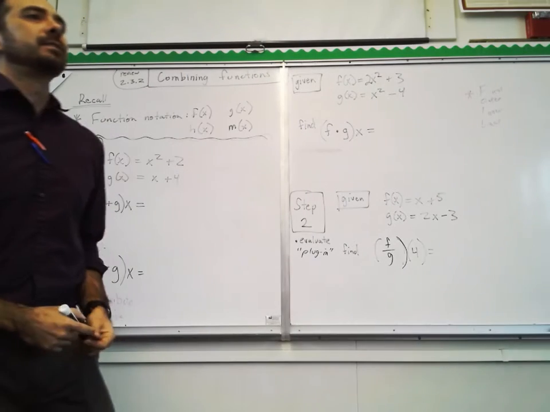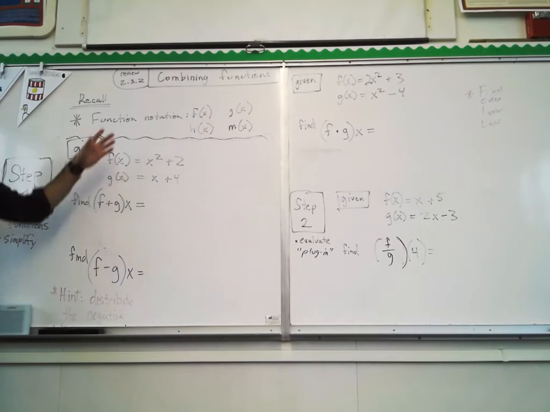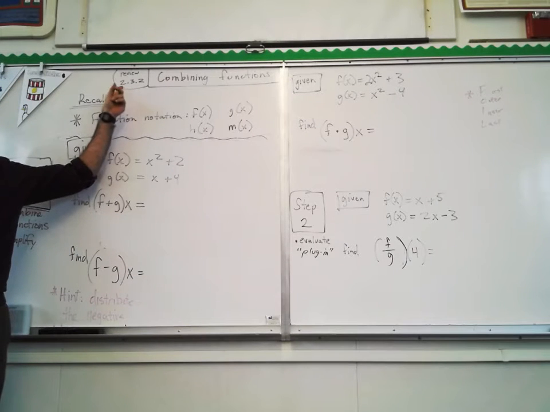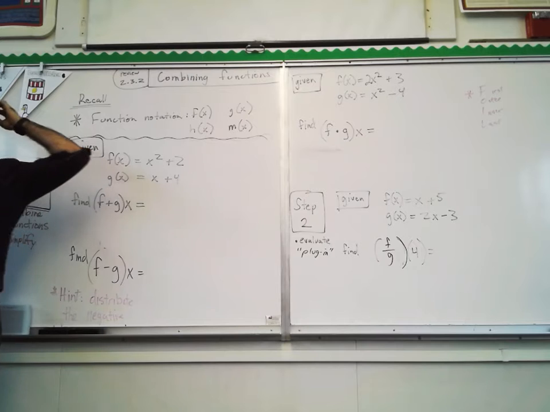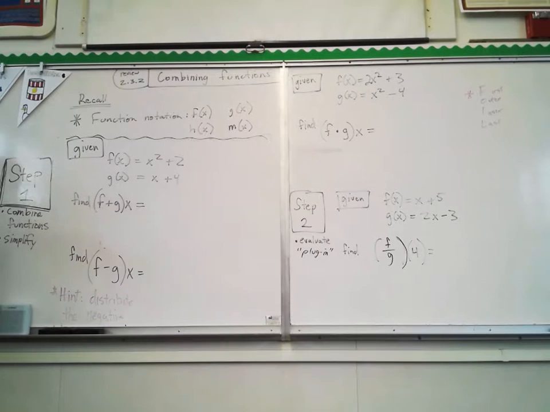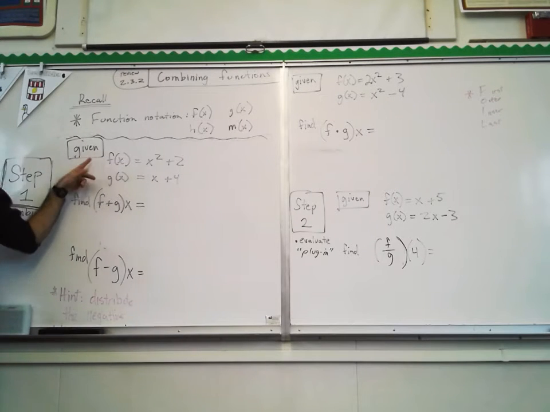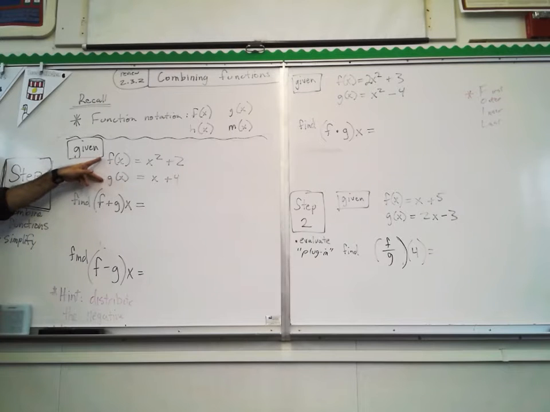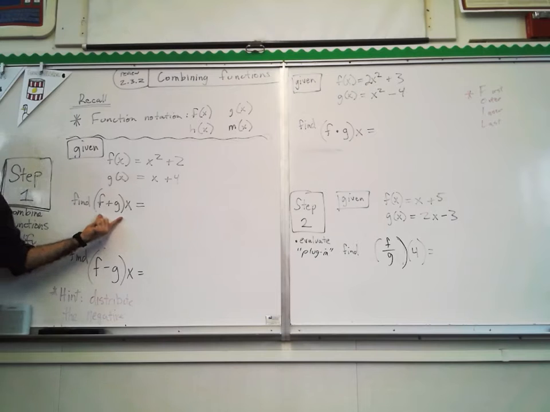So, bringing it back, combining functions. And again, this is a review of 2.3.2, which we did before in October. If I'm given two functions, f of x and g of x, which we're going to use for these first examples, and then this function tells me what to do, what does this function tell me I need to do? f plus g of x, right? So what do you think I should do with my f function and my g function?